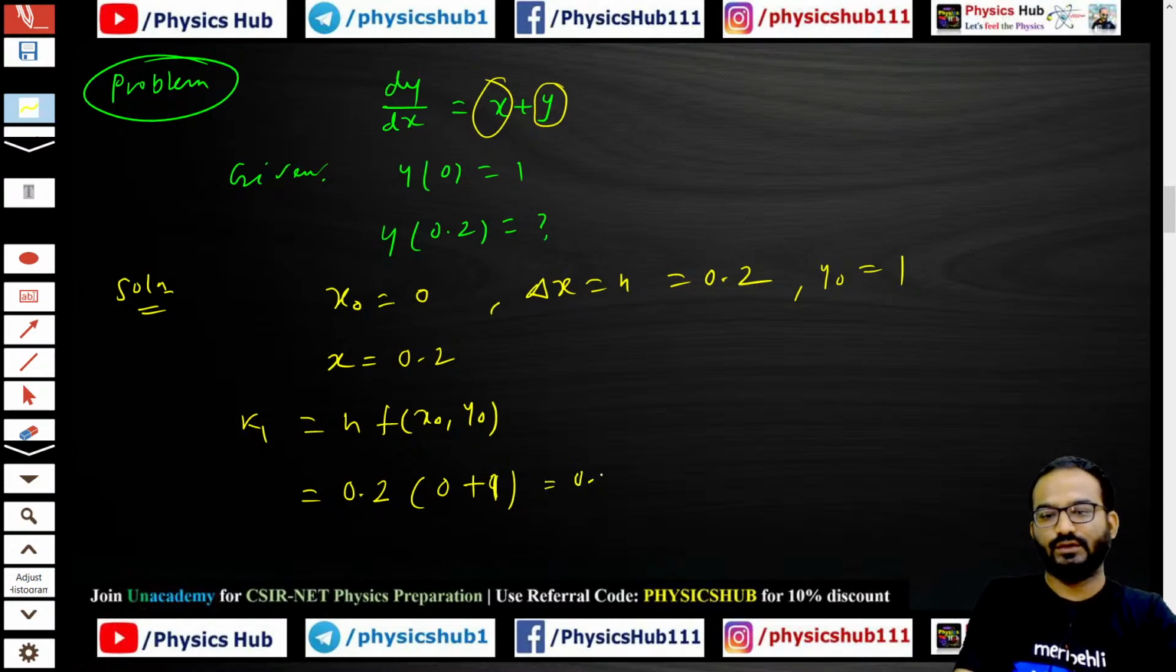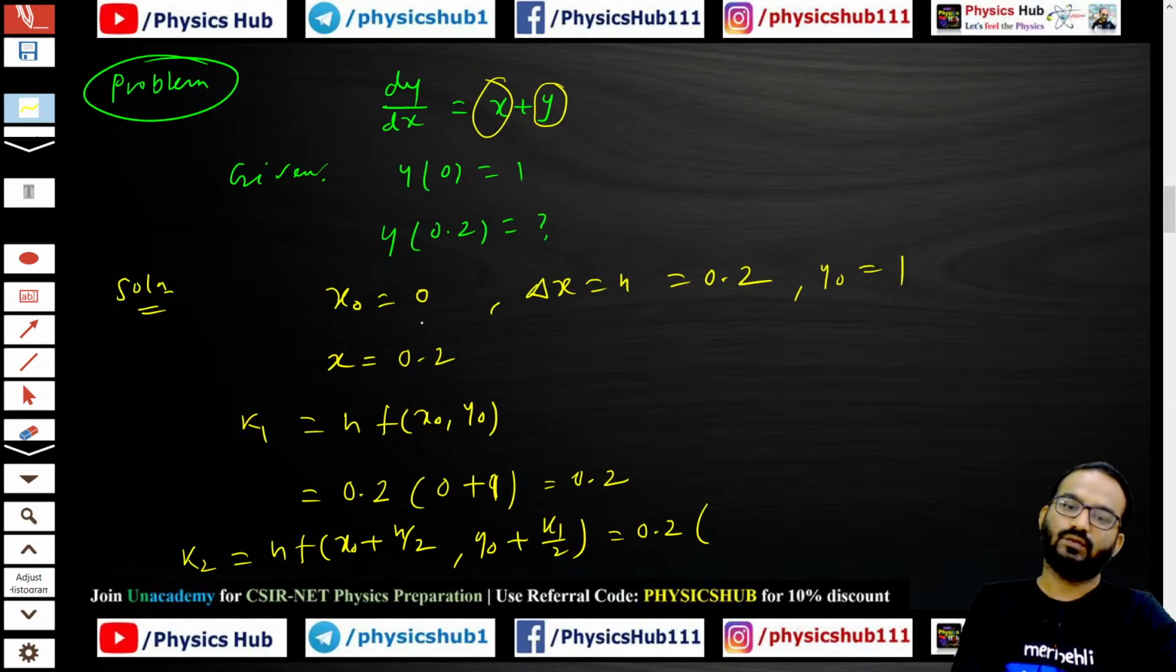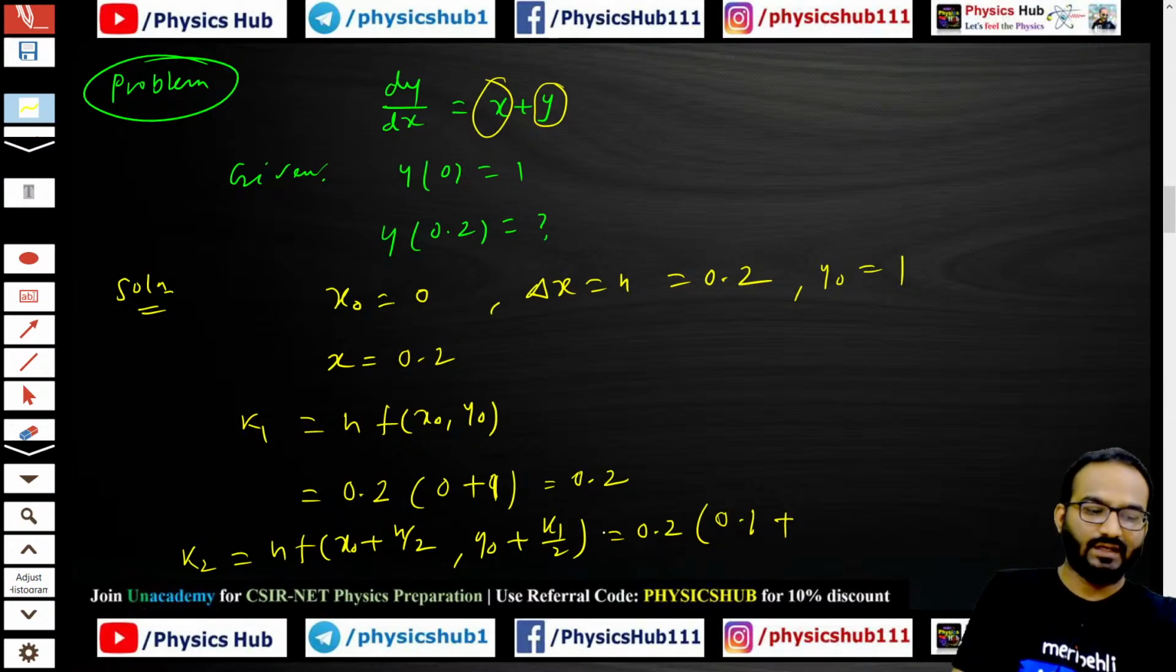So this is giving a 0.2 as usual. K1 value is not changing. Let's calculate K2. K2 is equal to h into f of x naught plus h by 2, y naught plus K1 by 2. So this is 0.2 f of x naught plus h by 2. x naught is 0, h by 2 is 0.1. So 0.1, plus y naught plus K1 by 2. y naught is 1, 1 plus 0.2 by 2 means 1.1. What will it become? 1.12.